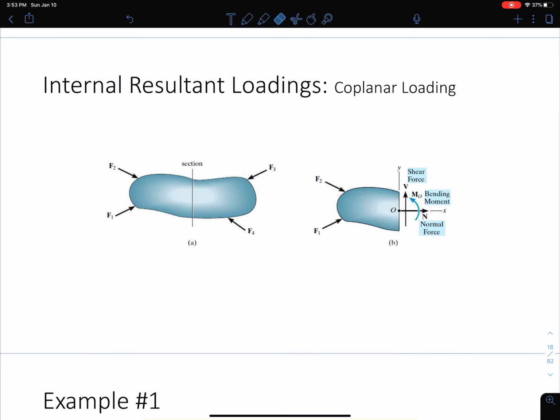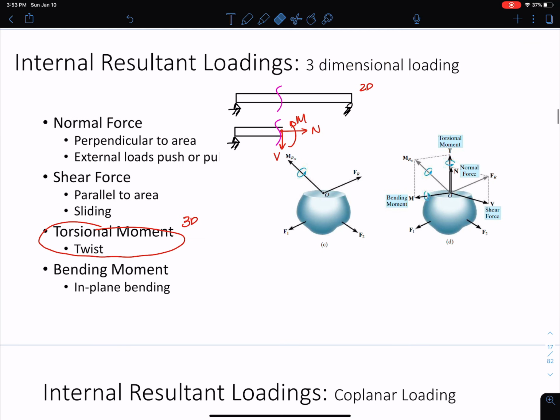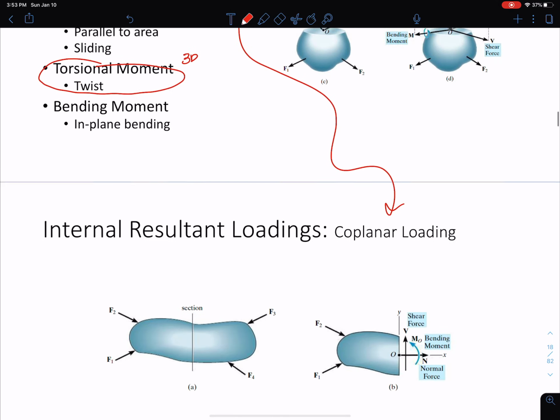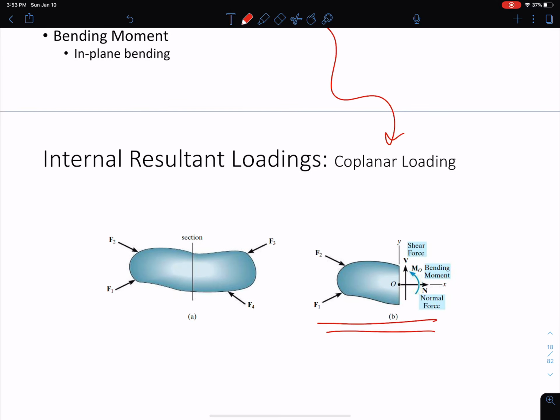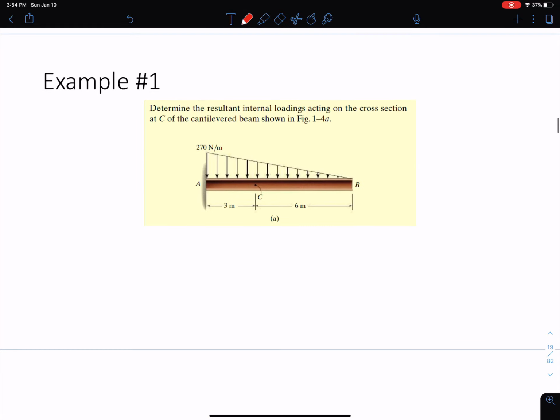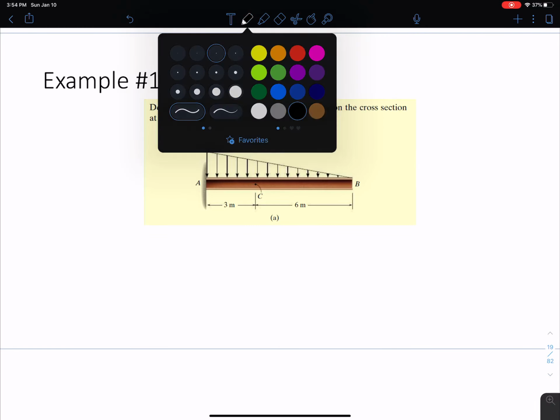Now this is for a coplanar system, so this is basically what I just drew up here. Coplanar means 2D. So this is just showing you that it could be any shape. However, I'm going to try to resort more to structural members, which is why I'm showing this to you in the form of a beam, really. Okay? So let's go ahead and solve example 1 here.